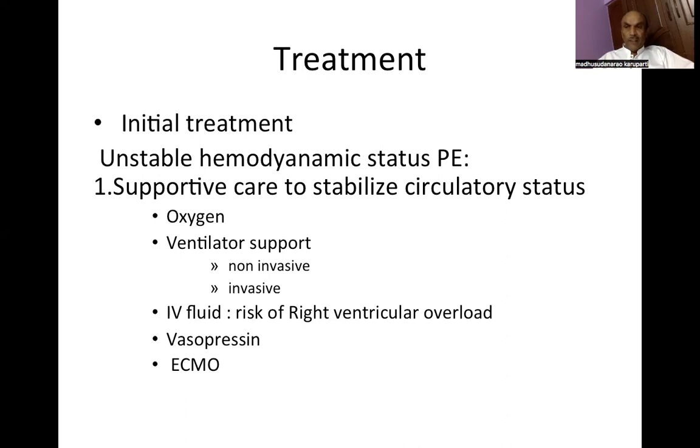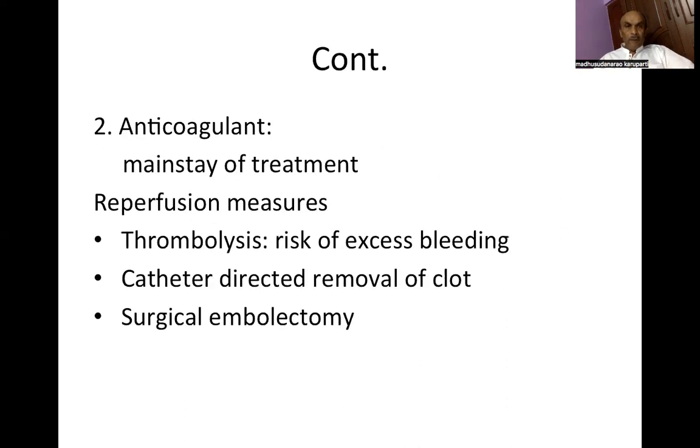Vasopressin is the right drug to combat hypotension. ECMO is the right choice for the patients with persisting hypoxemia with circulatory failure, the patient with pulmonary embolism with unstable hemodynamic status. Okay. These are the initial steps of management of the patient with hemodynamically unstable pulmonary embolism. The second step is anticoagulant therapy.